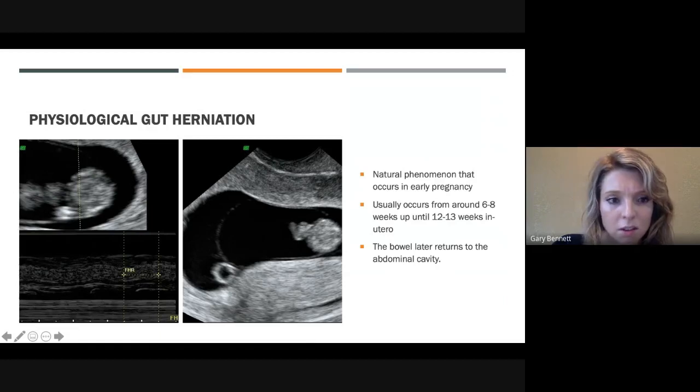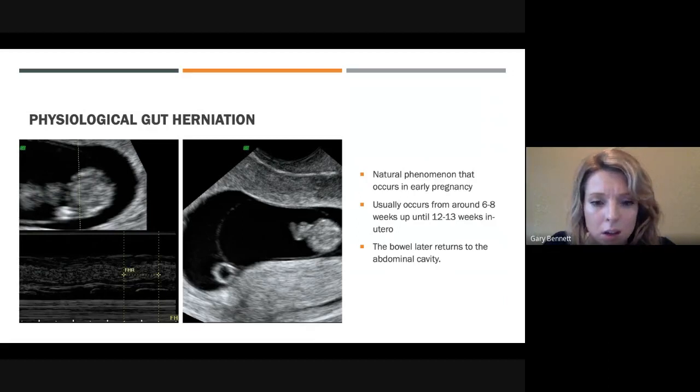This is a different machine. This is a GE. It's nice and pretty. My pictures are all Canon, so they're going to look a little bit different. But this one's really smooth, probably a Voluson GE there.